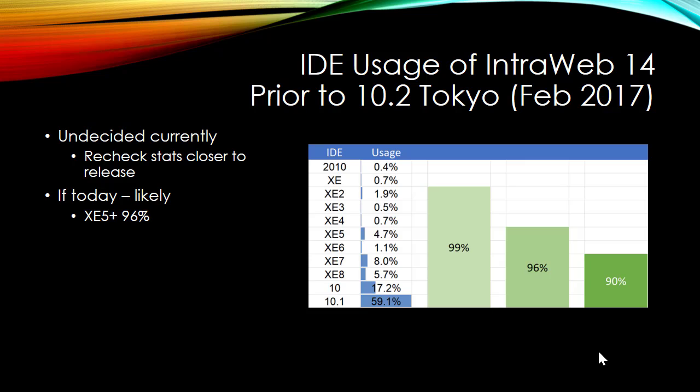We think that's more than fair. So the final decision, again, will come from user feedback. But if we were to make the decision based on these numbers, it would probably be XE5 forward. But potentially it could go up, at that right now. If we went XE7 forward, we could cover 90%. And maybe by the time that IntraWeb 17 is ready, maybe more users will have moved to XE7 or XE8, and we'll look at the numbers again at that time.